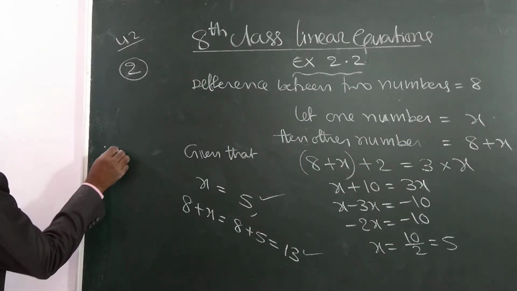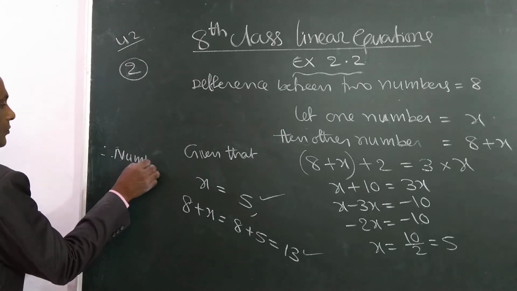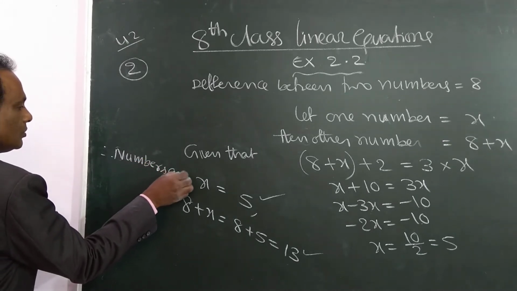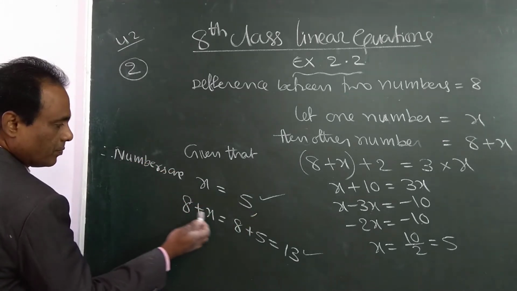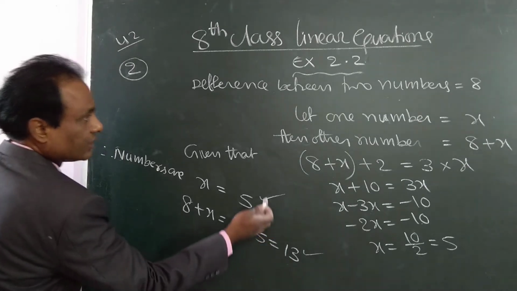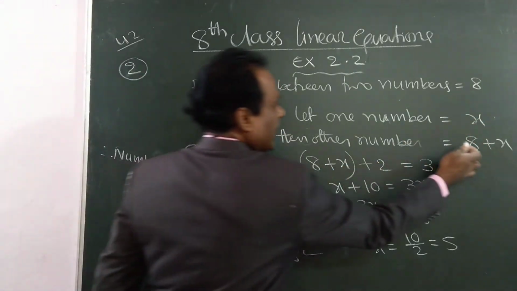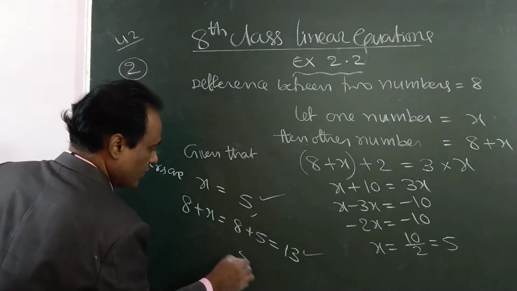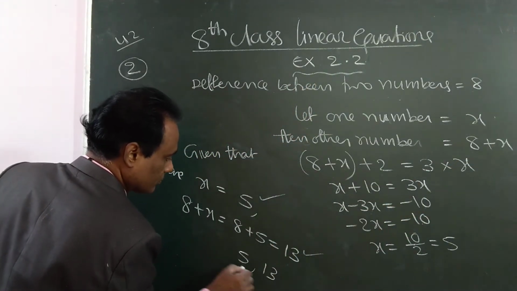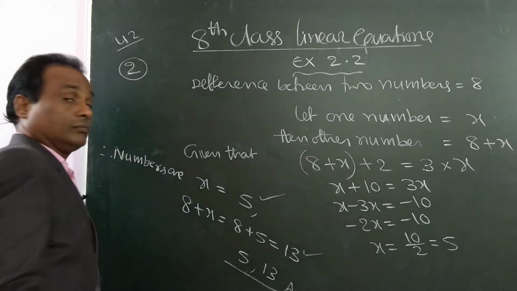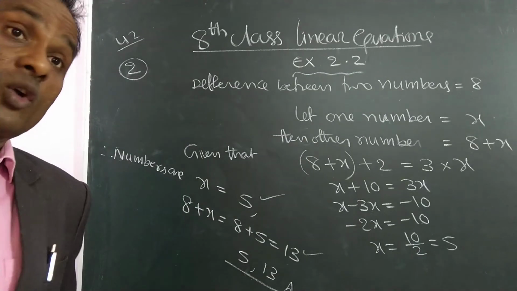Therefore, the numbers are: x is equal to 5. 8 plus x means 8 plus 5, 13. So these two numbers are, one is 5, another is 8 plus 5, 13. So 5 and 13 are the numbers. You have to read and you have to practice it.